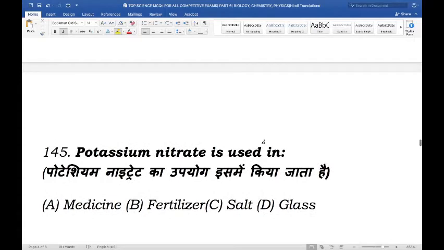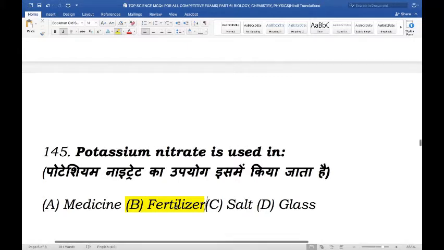Question number 145. Potassium nitrate is used in, is it A, medicine, B, fertilizer, C, salt, or D, glass? So the answer here is B, fertilizer. Potassium nitrate is used in fertilizer as a source of both nitrogen and potassium, which are two nutrients required for plants.